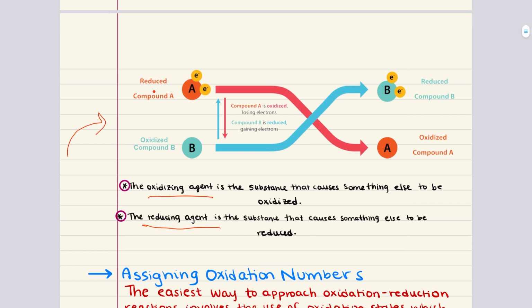So compound A, when oxidized, loses electrons. These electrons are transferred to compound B, which is reduced. So as a result, compound A acts as the reducing agent, and compound B acts as the oxidizing agent. So to simplify this, the chemical species that is oxidized is the reducing agent, and the chemical species that is reduced is the oxidizing agent.